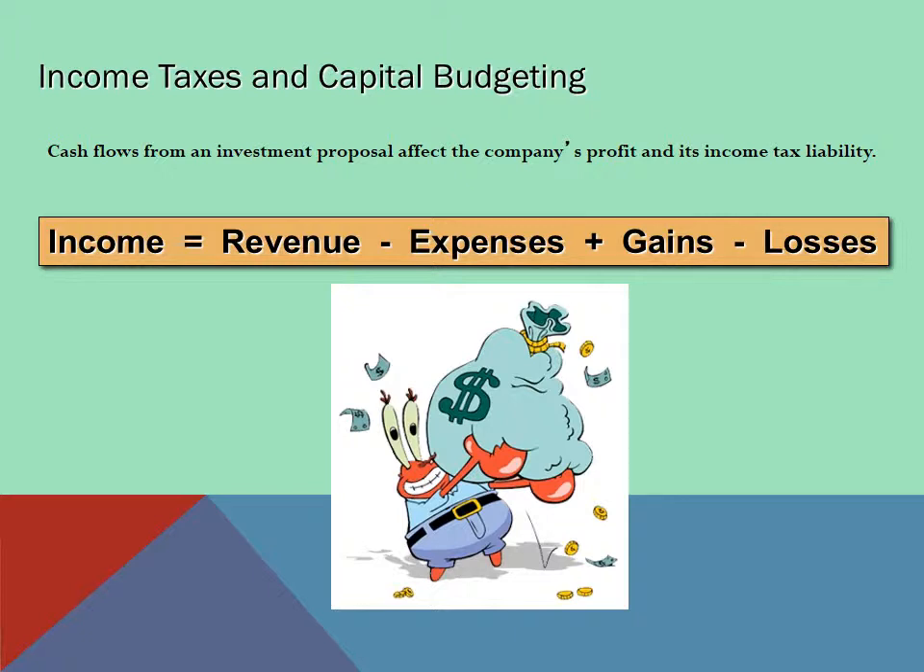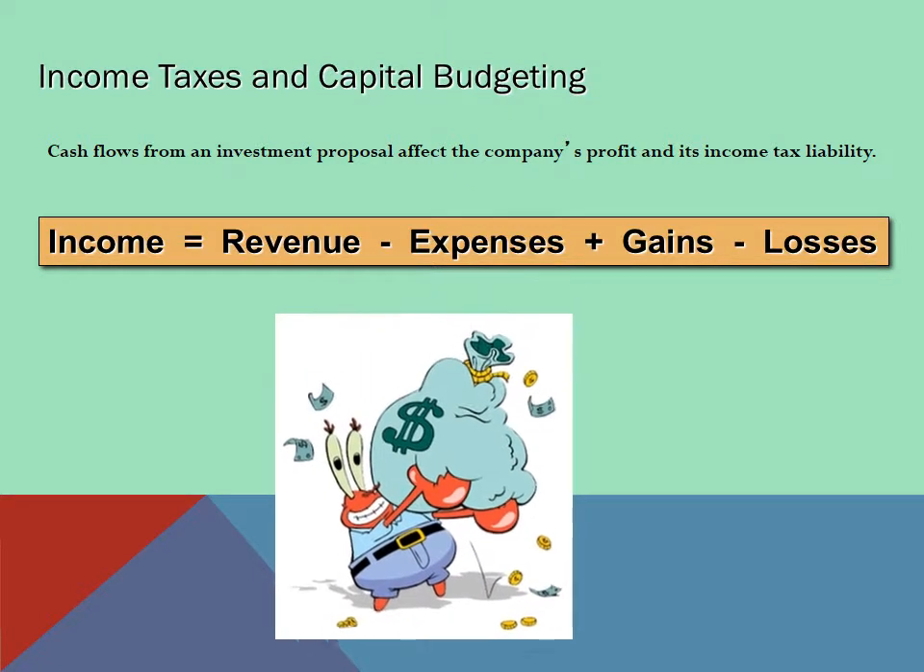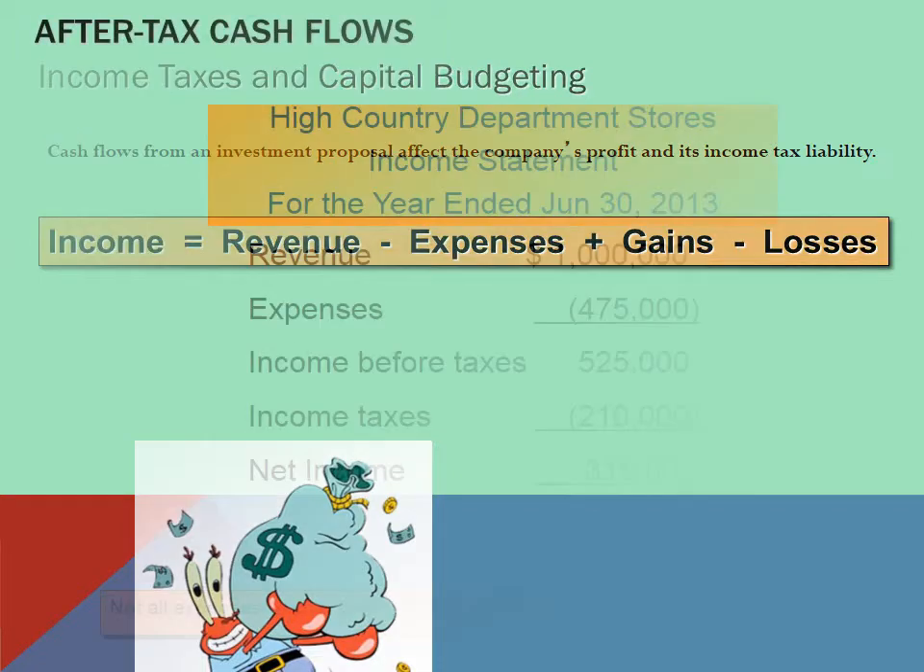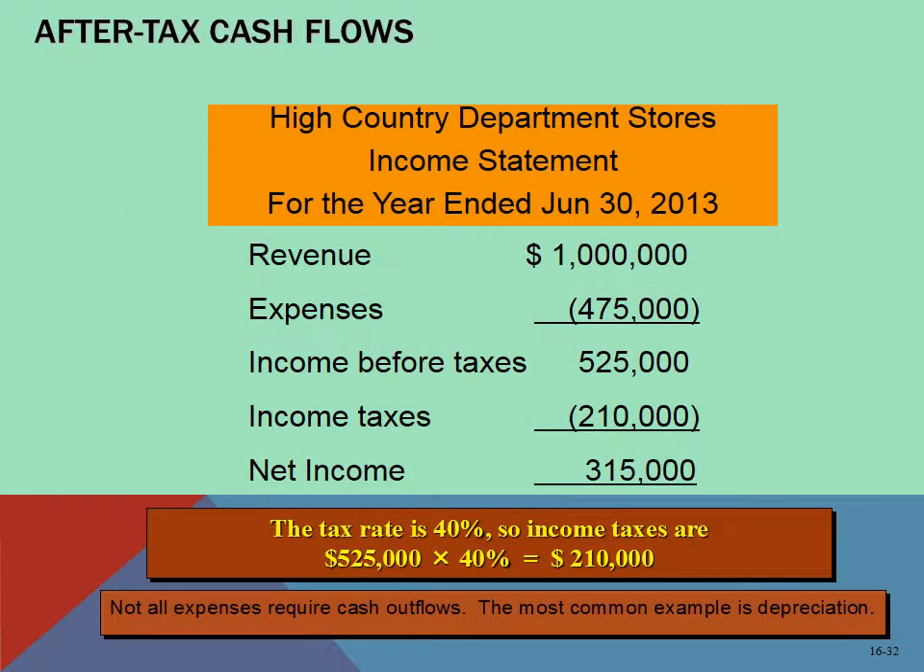In some cases, tax considerations are so crucial in a capital investment decision that they dominate all other aspects of the analysis. High Country's after-tax cash flows for 2013 are $350,000. Some expenses, depreciation being one of them, will require no cash flows, yet they reduce the amount of taxable net income.